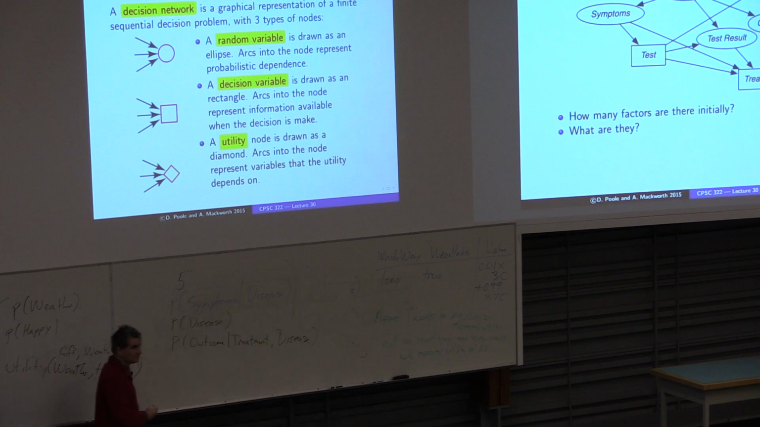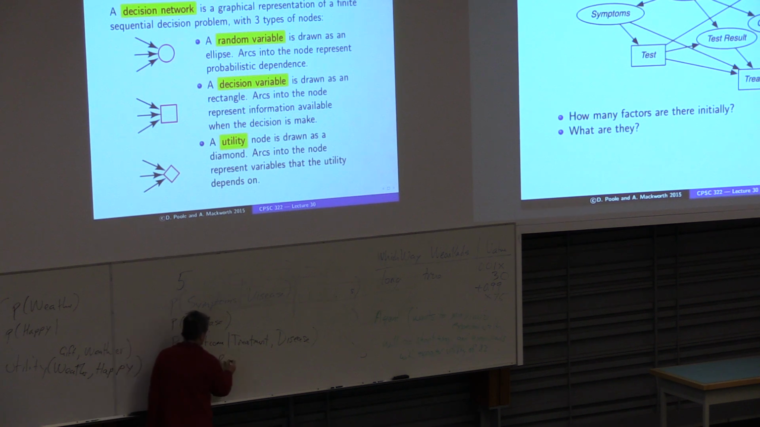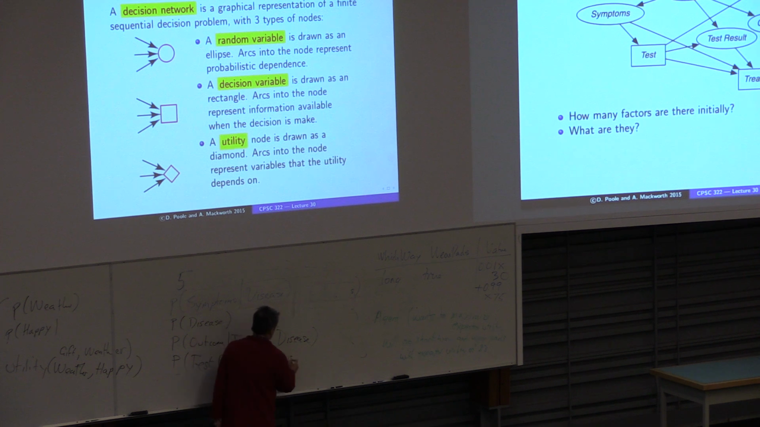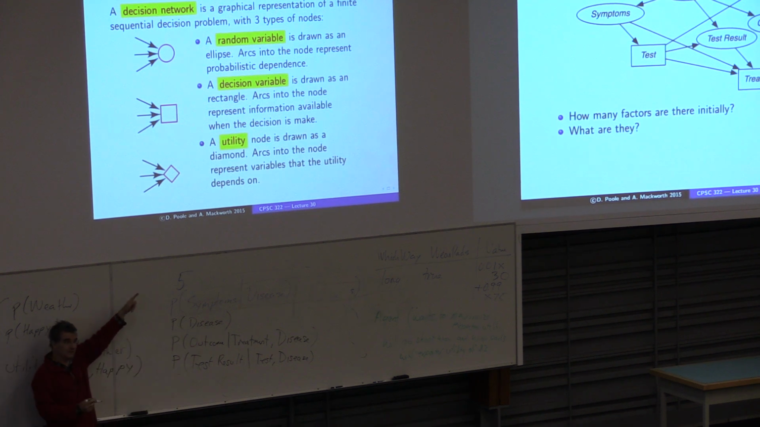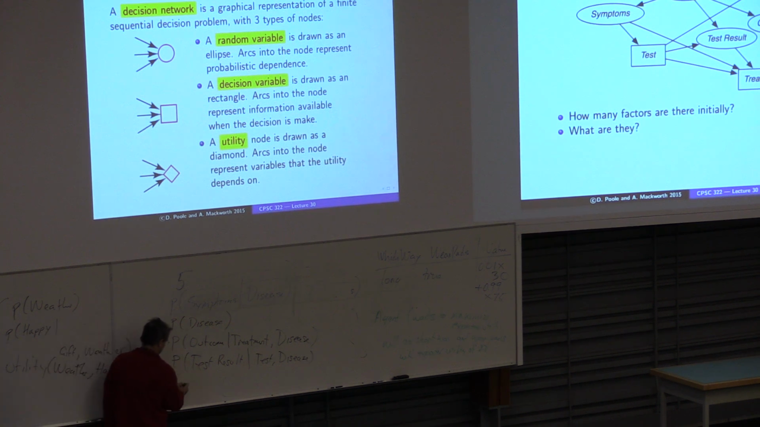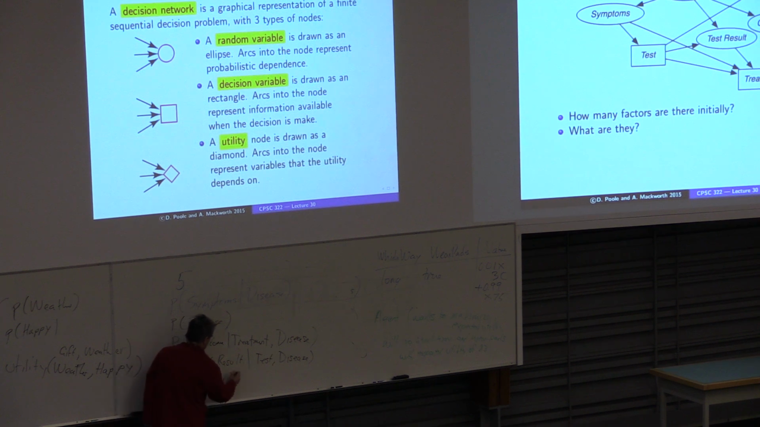And what else is there? Probably a test result, given test and disease. And someone else, what else is there? There's 1, 2, 3, 4, and you all agreed there was 5 because no one else said anything else. What's the other one? And what's it a function of? Outcome and test, right? Right, there are 5 of them. Everyone happy with that?